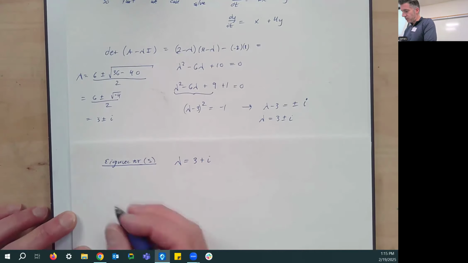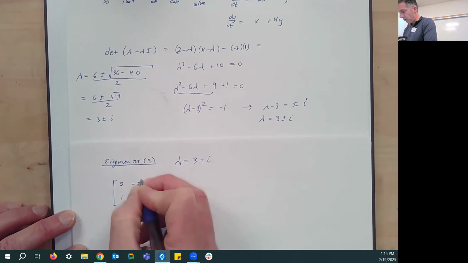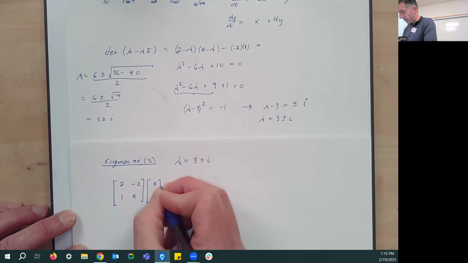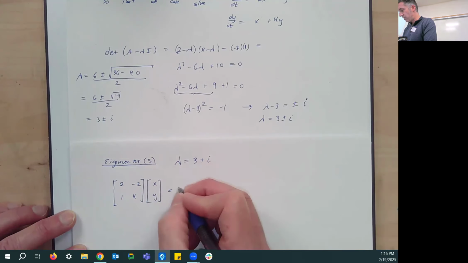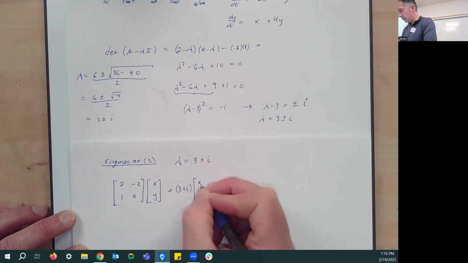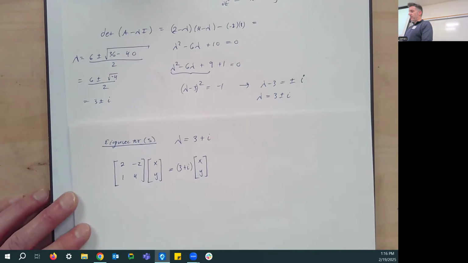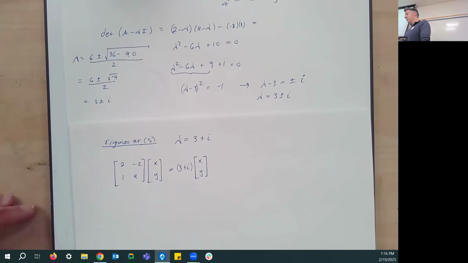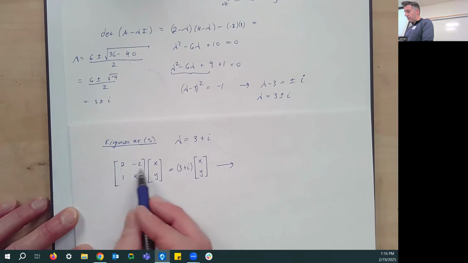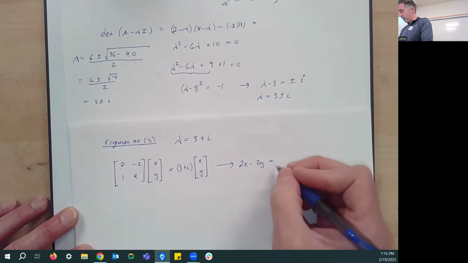So we're going to say that our matrix A, 2, -2, 1, 4, multiplied by the vector we're trying to find, which I would rather write as (x, y), is equal to lambda, which is 3 plus i, times the same vector (x, y). He uses v1 and v2. I don't like to use v1 and v2. Oh well. So then using the first equation, we're going to get 2x minus 2y equal to 3 plus i times x.